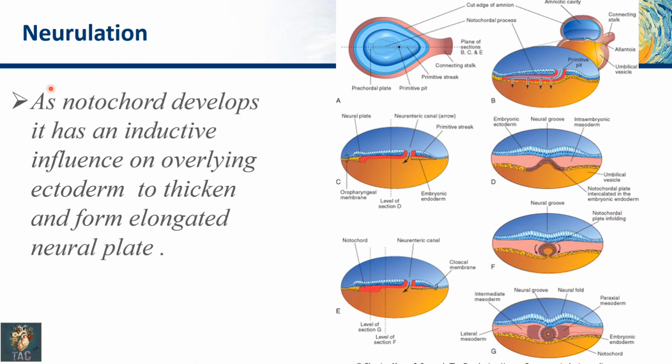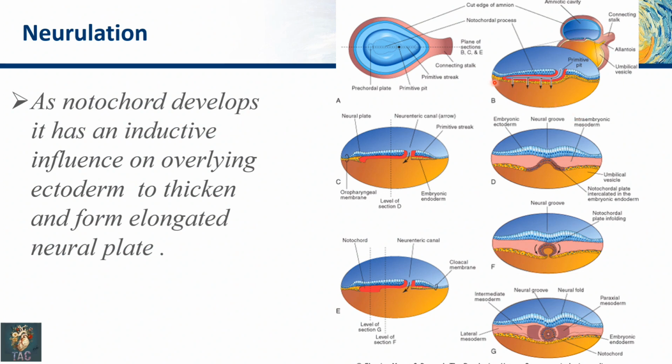So neurulation starts when, as the notochord develops, it has an inductive influence on the overlying ectoderm, which thickens and forms the elongated neural plate. So in this diagram you can see, at this stage of development, the embryo is still a broad disc shape, which is broader in the cephalic direction than in the caudal direction. Here is the region where you can see the primitive pit is present, and this is the region where the precaudal plate is present. This is the region of the connecting stalk.